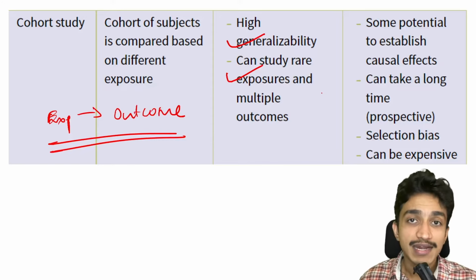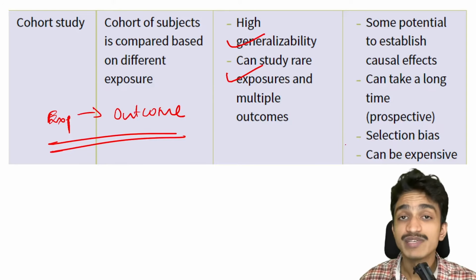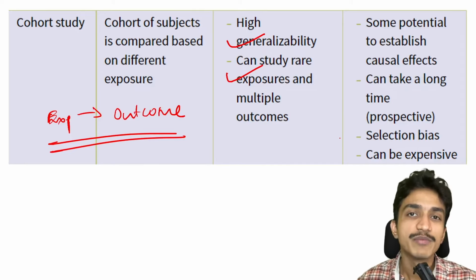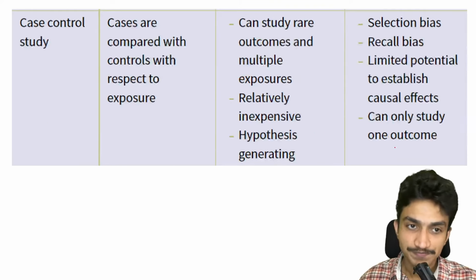And again, it can take a longer time duration because we are studying from exposure to outcome. There can be selection bias because we are only taking a particular group of patients who are exposed to that. And again, it can be expensive.